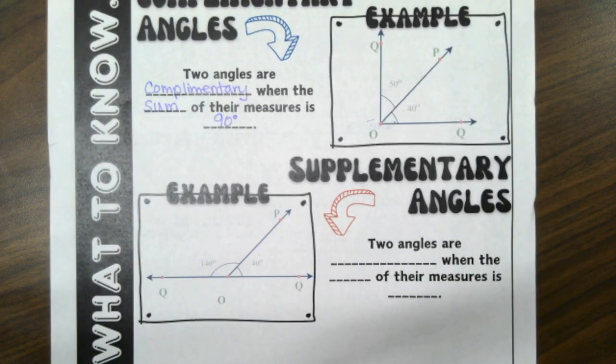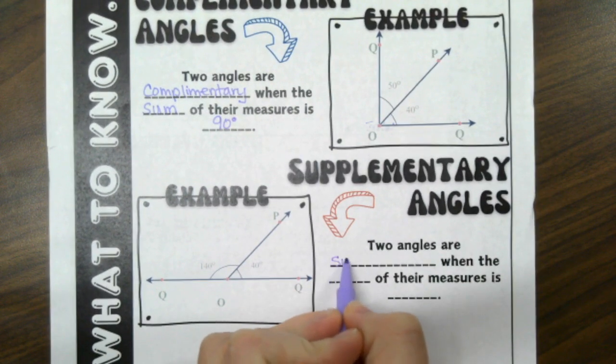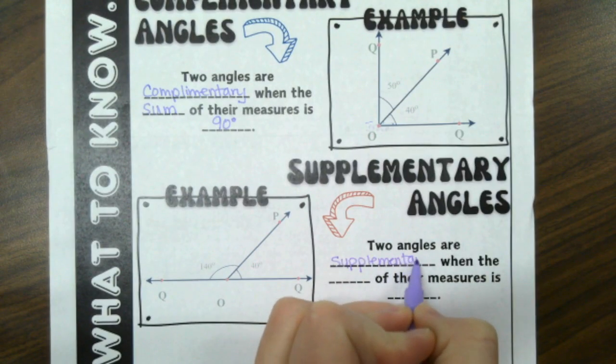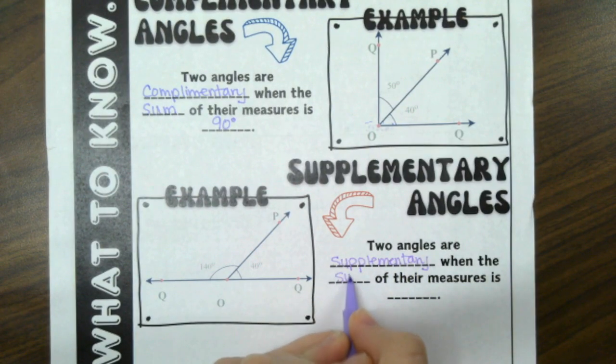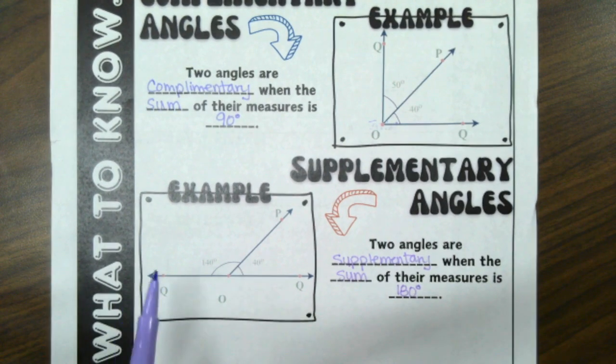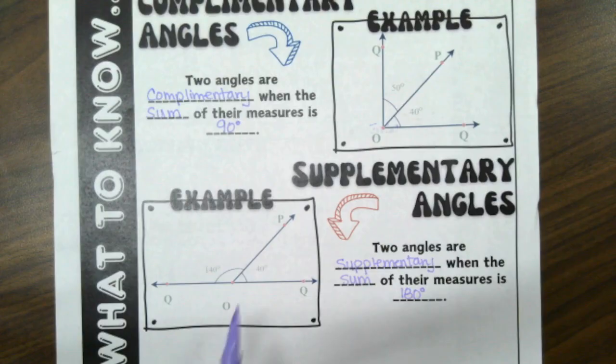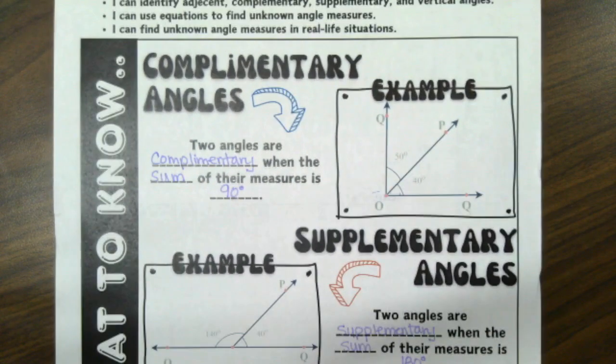Then you have supplementary. Two angles are supplementary when the sum of their measures is 180 degrees. And again, you can see here at these angles, this angle is 140. This angle is 40. 140 plus 40 is 180 degrees. So we know that these are supplementary angles.